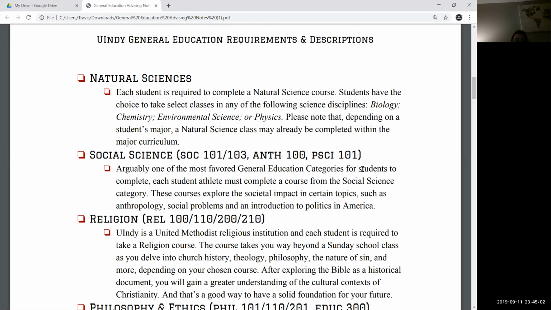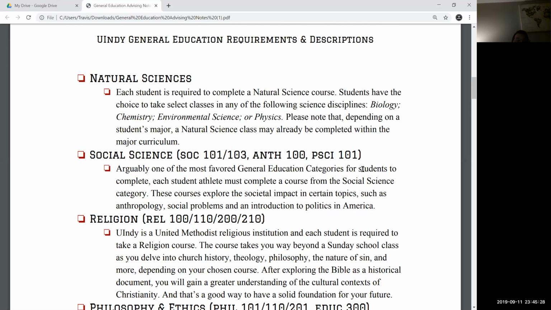The next one comes with quite a bit of choices called social sciences. So this is probably one of the most popular gen ed categories, and each student athlete must complete one of these social science categories just like the other ones. The main ones are Social 101 and 103. So Social 101 is principles of sociology. 103 is issues in society. So that one's going to be more of a discussion.